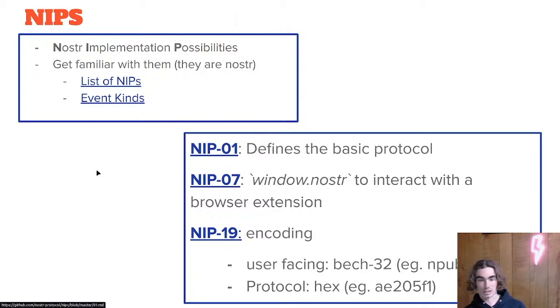Here's links to each of them. But this is what we'll need to build the project. NIP 1 defines the basic protocol. NIP 7 adds a window.nostr object to your browser so that you can interact with the browser extension. And NIP 19, like I was talking about, is the encodings of different data types.